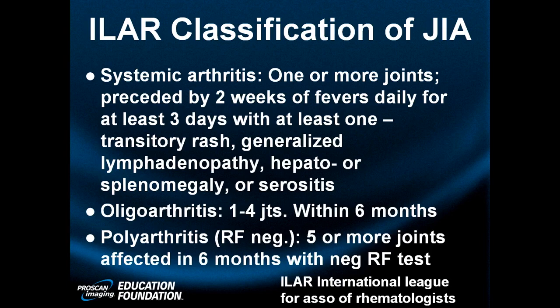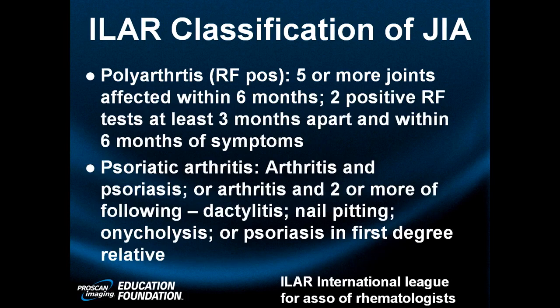Then you've got oligoarthritis, which is quite common. This patient would categorize as an oligoarthritis patient, 1 to 4 joints. Diagnosis usually occurs within the first 6 months of the patient's symptoms. Polyarthritis, 5 or more joints affected, diagnosed within the first 6 months with a negative rheumatoid factor test. And ILAR stands for the International League of Associations for Rheumatology. It sounds like a cricket league, a rugby league. They like to make themselves look tough, but they're really not.